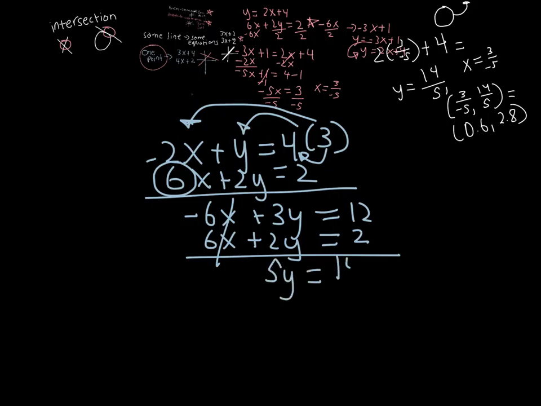5y is equal to 14, over 5, and you divide this by 5, so you divide the other side by 5, and what you end up getting is y equals 2.8.